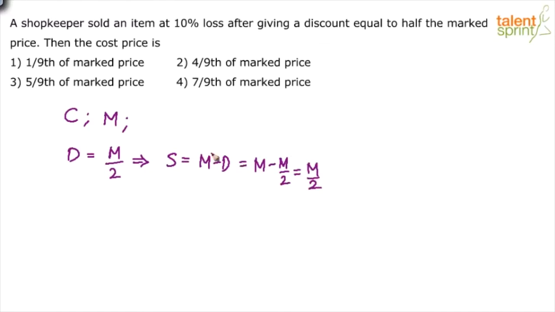You can cut down this step. You directly can write selling price is half of the marked price. See, if the discount is half of marked price, selling price is the other half of the marked price. So cut it down. Don't make it lengthy unnecessarily. So we know that the selling price is half of the marked price.